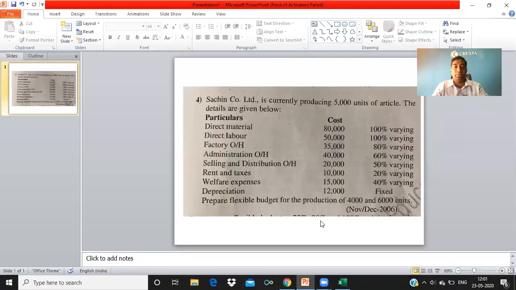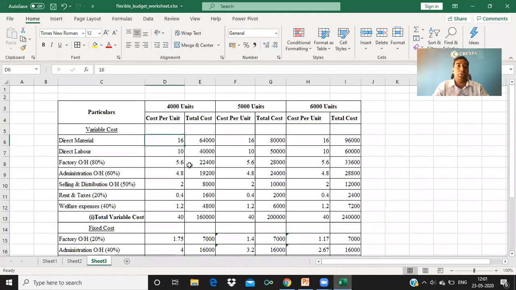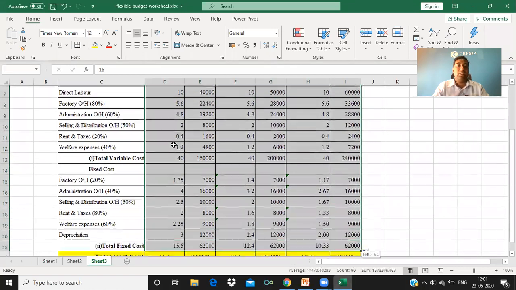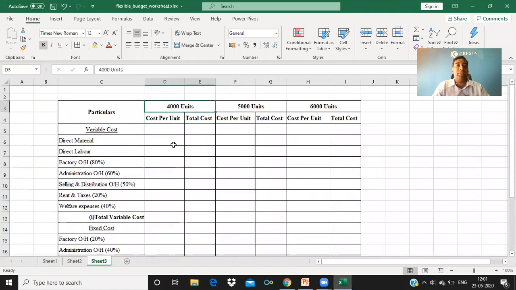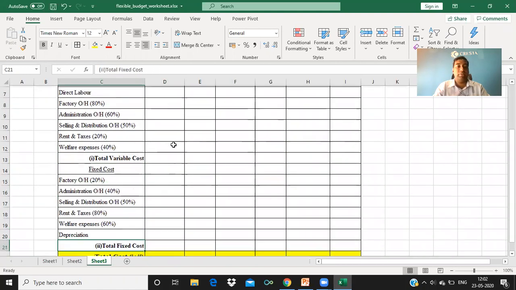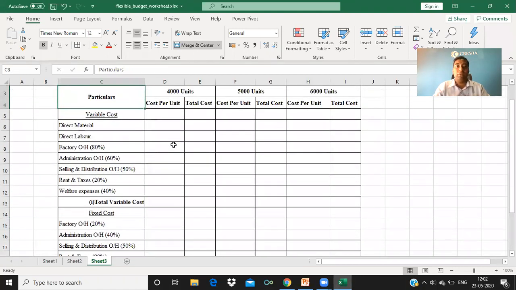Let us go to the problems now for solving the problem. I hope you remember the format of solving the problem for the flexible budget. For each of the components which is given, 4,000 units, 5,000 units and 6,000 units, you need to calculate the cost per unit and the total cost. Accordingly, I have prepared the variable cost components given in the problem and also the fixed components which is given in the problem. So this would be the format: particulars, 4,000 units, 5,000 units and 6,000 units, cost per unit and the total cost for each of the cost components.